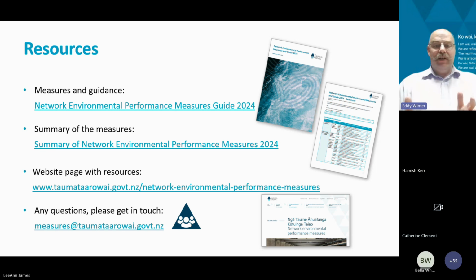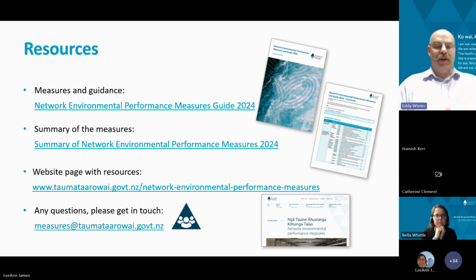So other than today's webinar, we've got some other resources available. The actual measures guidance document is available on the website. That's the Network Environmental Measures Guide 2024. There's a summary of those if you don't want to read the full guide, but essentially the template takes all of the information in the guide and puts it into the template. But it's useful to have as a standalone Word document as well. That web page for Network Environmental Performance Measures includes all of that data. And as we said before, if you've got any questions at all throughout this process, please feel free to get in touch with us through measures@taumataarowai.govt.nz.